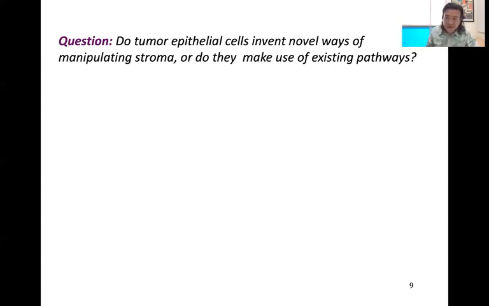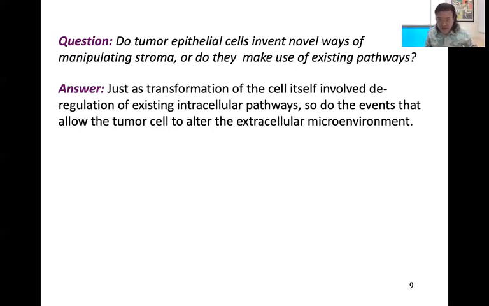Mutations that alter intracellular signaling pathways are alterations in existing pathways that become either amplified, like oncogenic, or lost, like loss of tumor suppressive pathways. So that same theme applies to how transformed cancer cells communicate with their stroma surrounding them. In other words, just as transformation of the cell itself involved deregulation of existing intracellular pathways, so do the events that allow the tumor cell to alter its surrounding extracellular microenvironment.